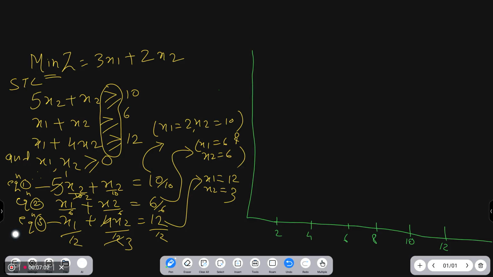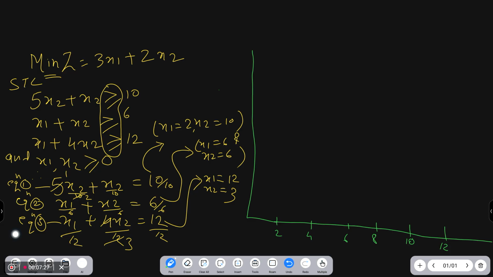The scale completely depends on you. It is not going to change the solution. If you quote the scale as 1 centimeter equal to 3 units, the same answer is going to be obtained. If I quote 1 centimeter equal to 1 unit, the same answer is going to be obtained. There will be no differences in the answer.